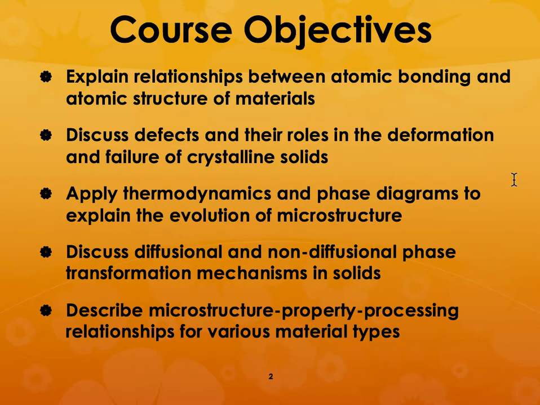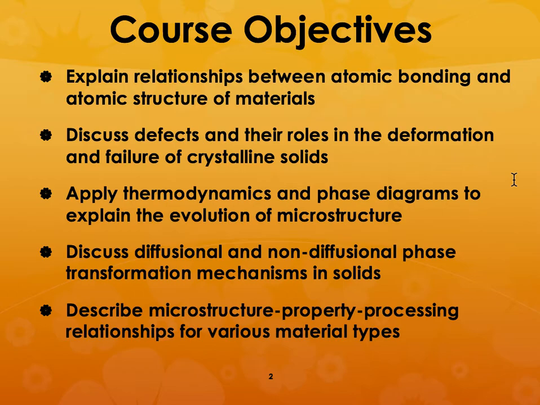Basically, our course objectives are to explain the relationships between different types of atomic bonding and the atomic structure, because the atomic structure is going to define the material properties and their behavior. Then we are going to talk about the effect of defects and their role in the deformation and failure of crystalline solids.